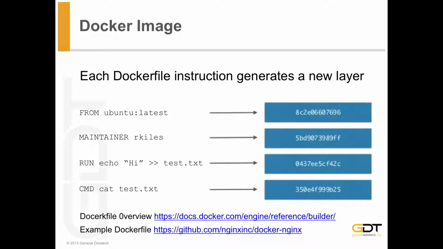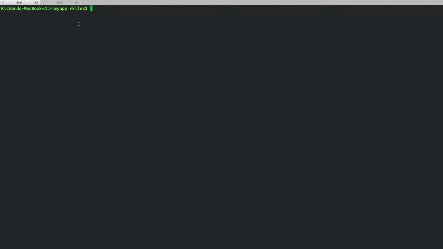So let's actually take a look at how we build an image from a Dockerfile. Let's make a new directory. We'll call this myapp. We'll cd into the myapp directory. And now we'll create a new file called Dockerfile. I'm going to use vi, but you can really use whatever editor you want. vi Dockerfile.